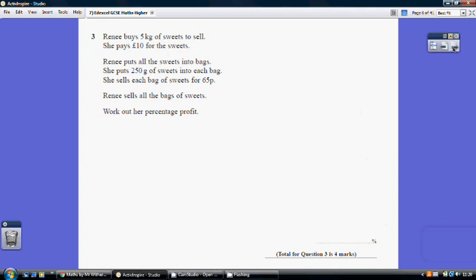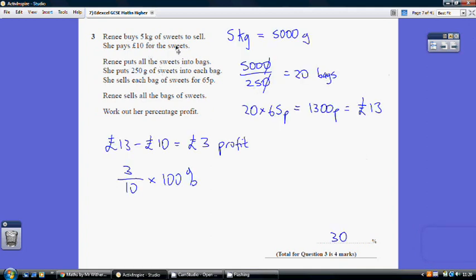Question 3. So Rennie buys 5 kilograms of sweets. Well, 5 kilograms is 5,000 grams, multiplied by 1,000. Now each of the bags that we're putting the sweets into, we're putting 250 grams worth of sweets. So we've got 5,000 grams of sweets into bags, 250 each. So that gives us 20 bags worth of sweets. That's 5,000 divided by 250.